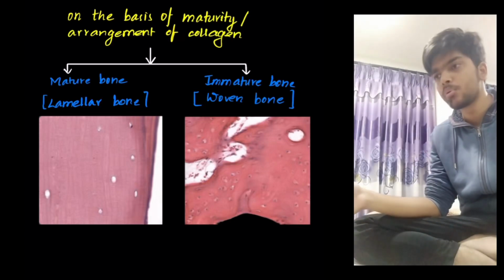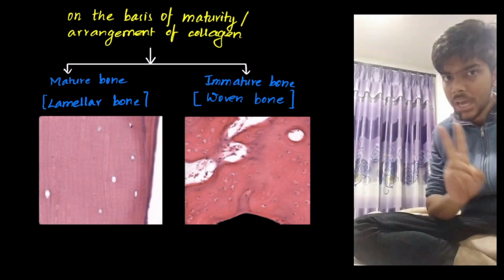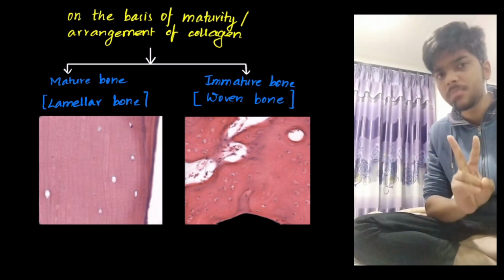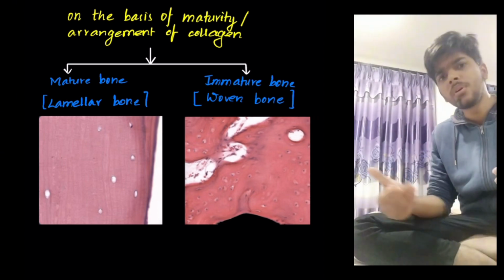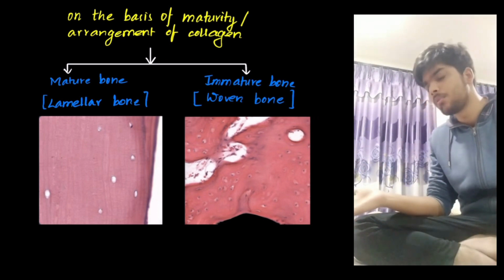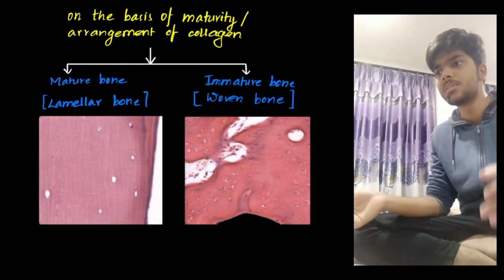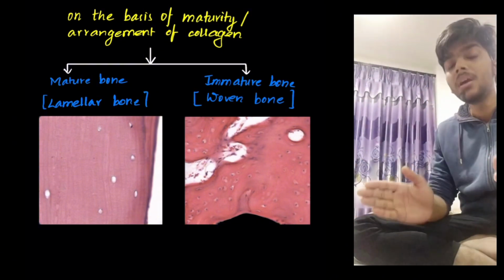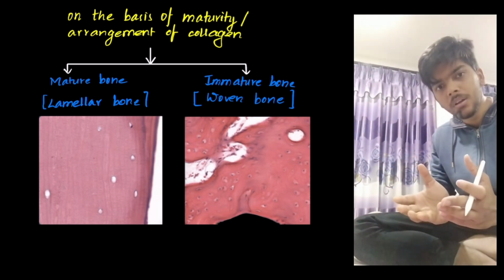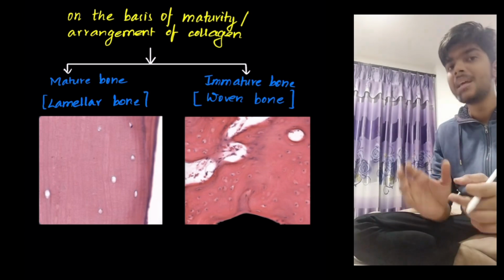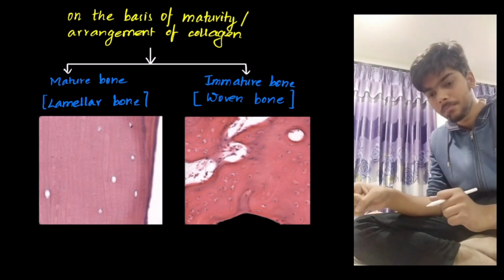Before understanding the process of healing of a fracture, we need to have the concept about two types of bones. And these two types of bones are classified on the basis of maturity, or you could also say on the basis of arrangement of collagen fibers. The reason we need to know these two types of bones is because during healing of a fracture, first immature bone is formed, and then this immature bone is substituted by or replaced by mature bone.